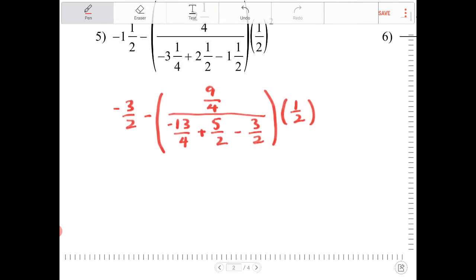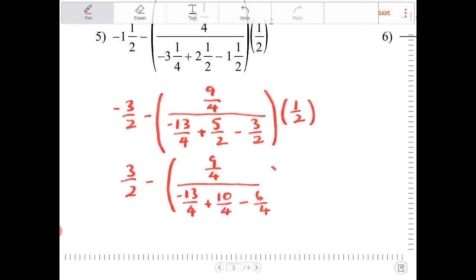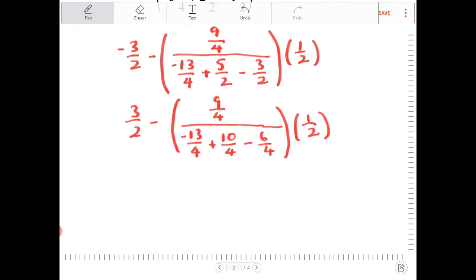And just going through the process, I'm going to simplify the denominator. So this is 3/2 minus 9/4 divided by, I need to create a common denominator, so this is 13/4 plus 10/4 minus 6/4, times 1/2. And now I can combine all that stuff in the denominator. So this is going to be 9/4 divided by -13 plus 10, that's -3, -3 minus 6, that's -9, -9/4.